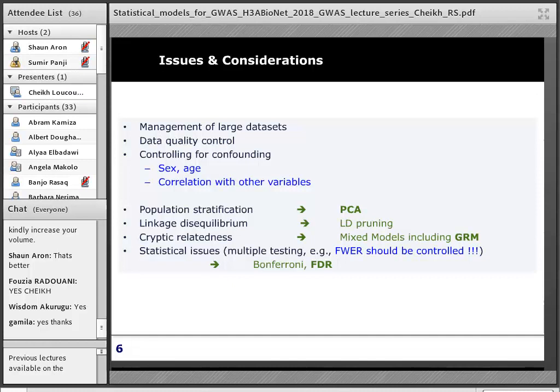We need to control for the family-wise error rate. And for that, we generally have two approaches. We have the Bonferroni method, and the false discovery rate by Benjamini and Hochberg.